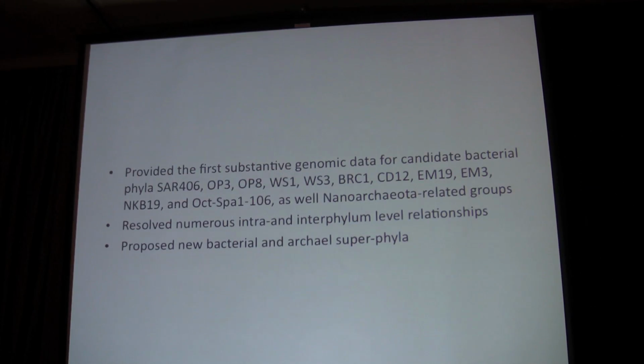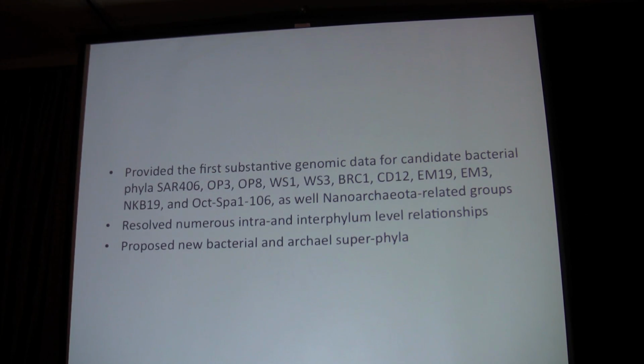Okay, so in summary, we provided a first substantial genomic data set for some of the bacterial candidate phyla, such as SAR406, OP3, some of the OP, WS1 and 3, BRC1, EM19 and EM3, and CD12, in addition to NKB19, OXPA106, as well as some of the nanoarchaeota-related archaeal groups. We did resolve various inter- and intra-phylum level relationships, and in addition to that, we did propose new bacterial as well as archaeal superphyla.